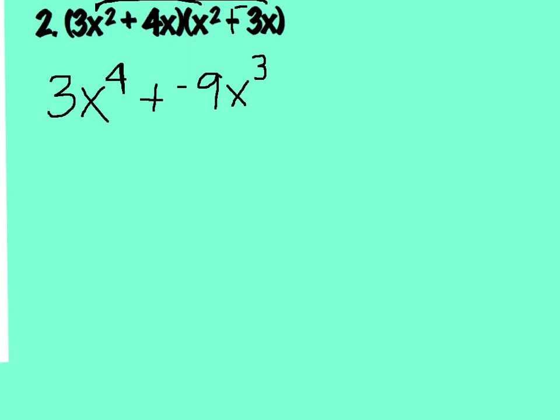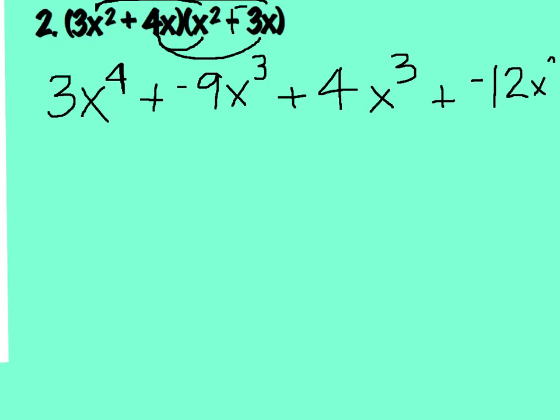Now I'm going to multiply my inside terms. 4x times x squared is going to give me 4x to the third. And then 4x times negative 3x is going to give me negative 12x squared.